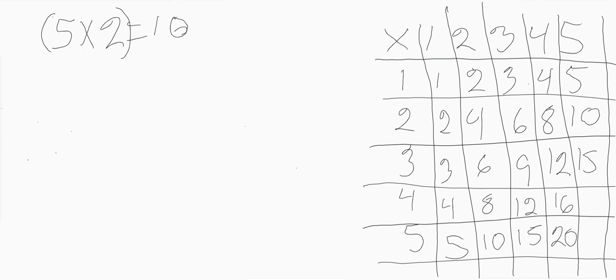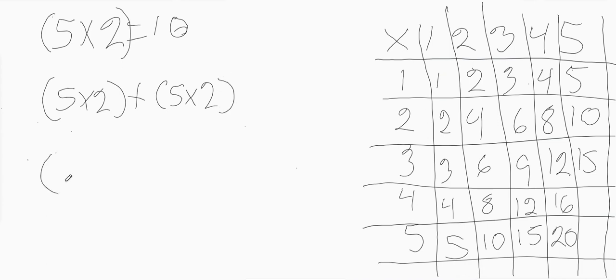So you have 5 times 2, and you know that 5 times 2 is 10. So what you wanted to do was get your parentheses and do 5 times 2 plus 5 times 2, which is different from 5 times 2 times 5 times 2. Now I can make it make sense.